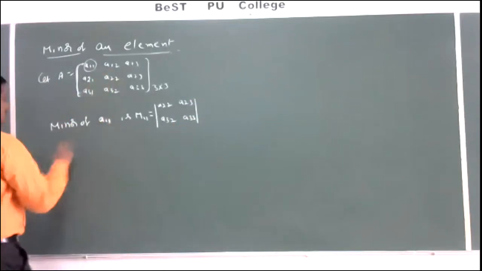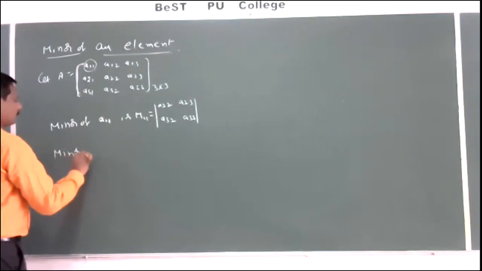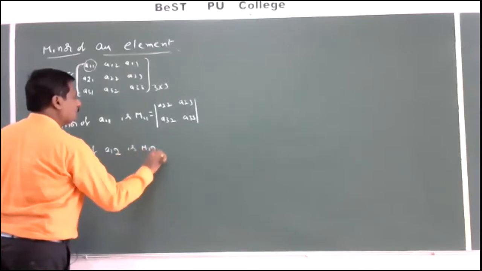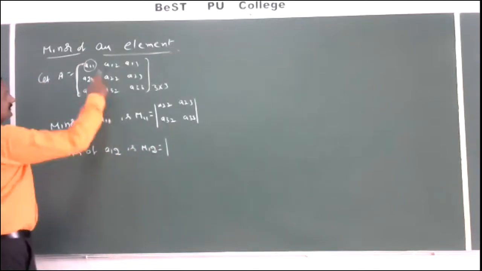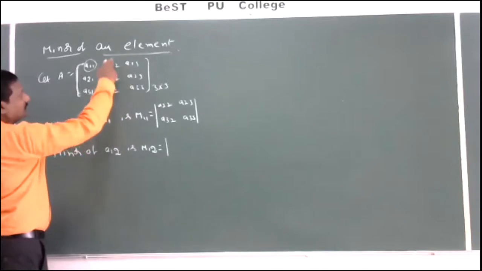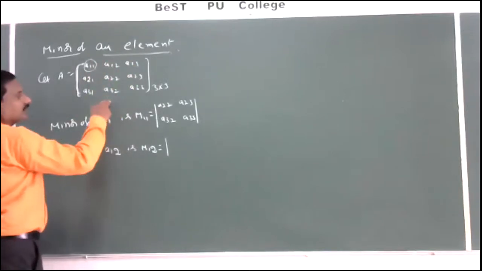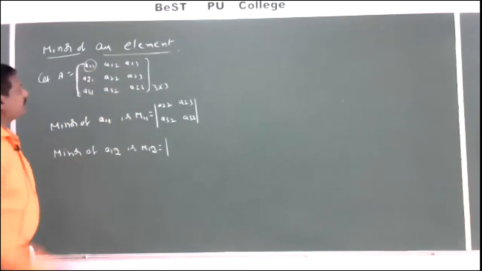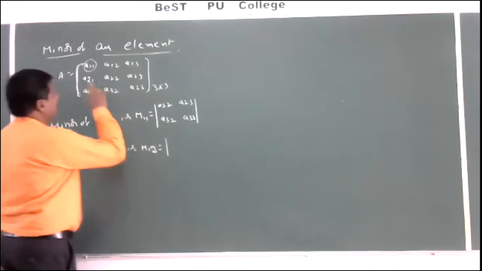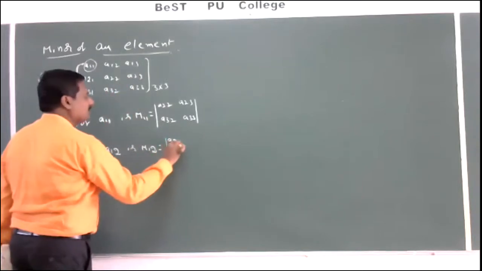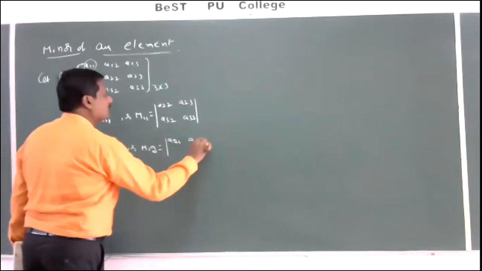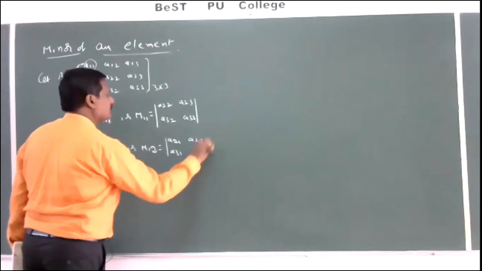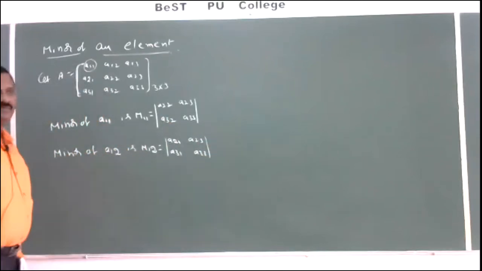In the same way, if you consider the second element, the minor of A12 is M12. Here the second element in the first row is present in the first row and second column. Leave that first row and second column. Write down the determinant of the remaining elements. What are the remaining elements? A21, A23, A31, A33. This is the minor of A12.